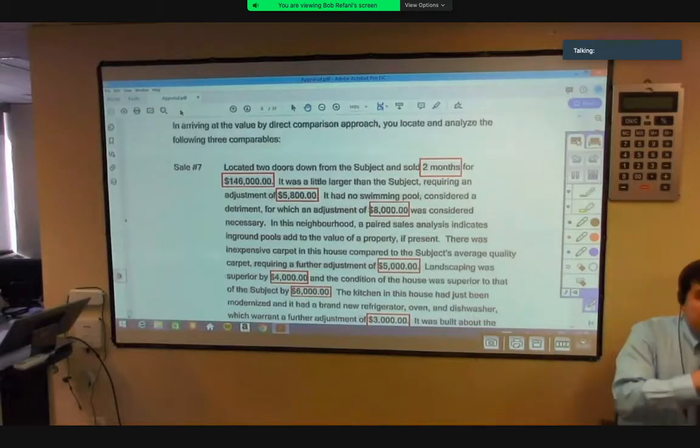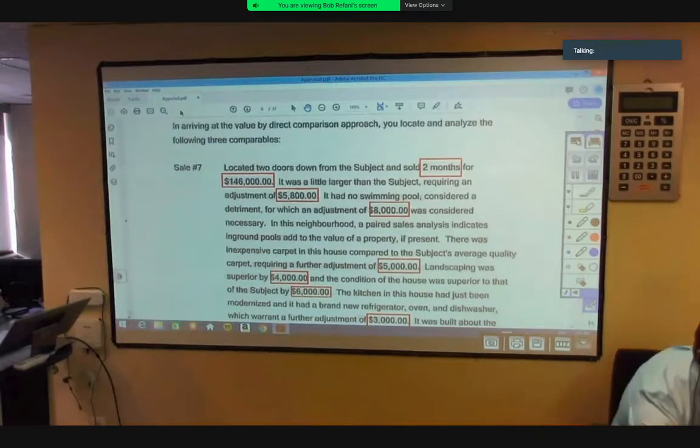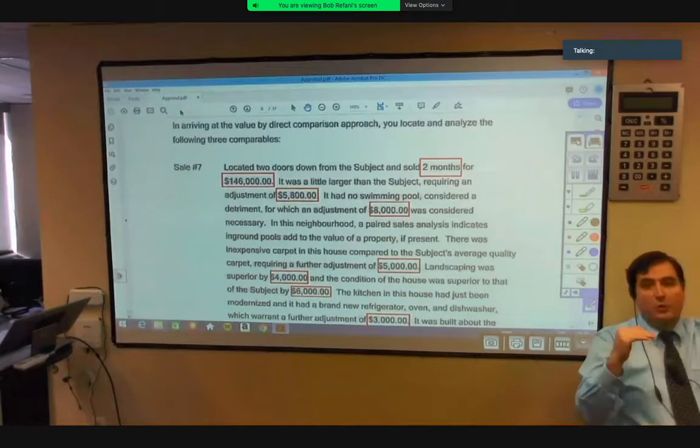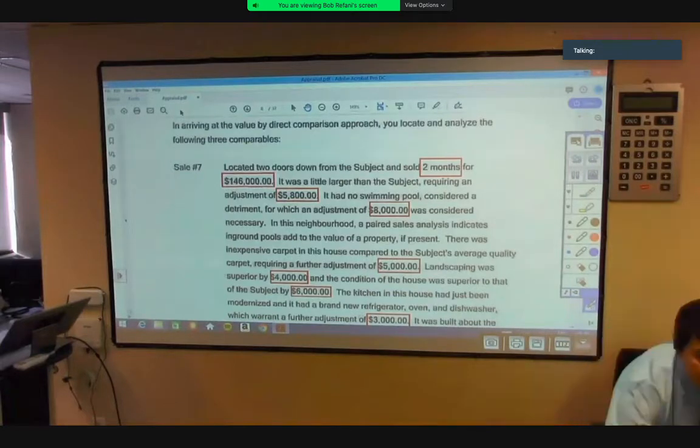So if it's requiring an adjustment and it is more, am I correct? So this is your hand, this is more, more is less. So you have to minus. So minus 5,800.